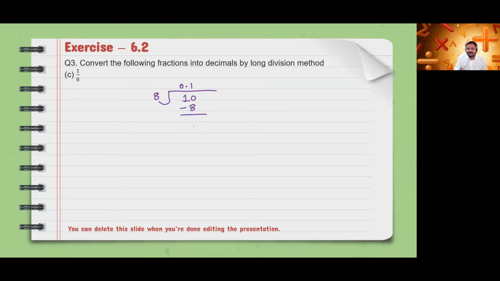If we subtract it, what we will get? 2. If we take 0 here, 8 twos is 16. If we subtract it, what we will get? 4. If we take 0 here, 8 fives is 40. So what is the answer for this 1 by 8? It is 0.125.